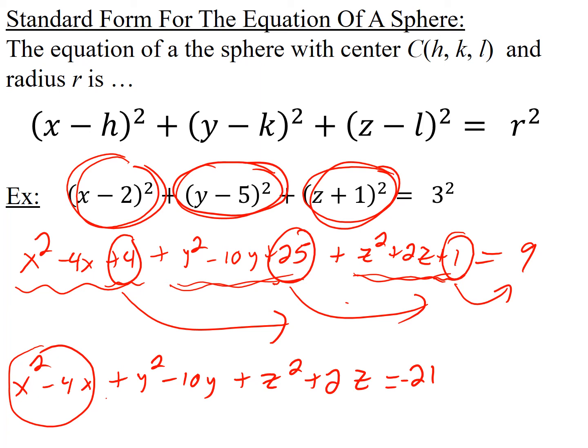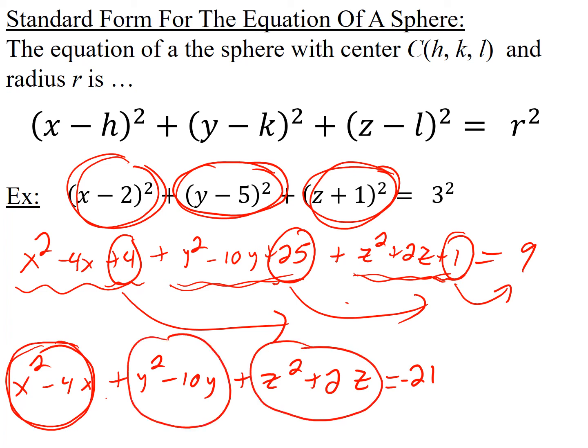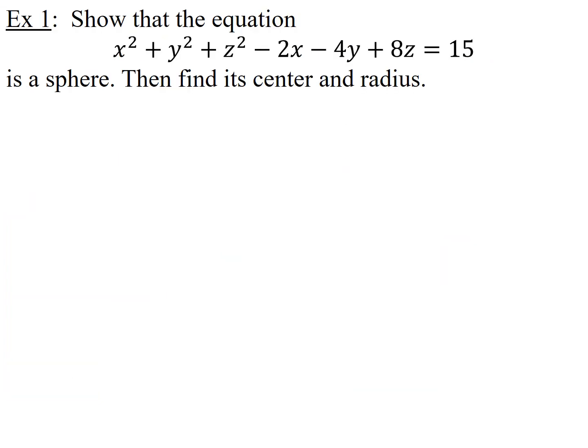So you're going to have to get the x's next to each other, the y's next to each other, the z's next to each other, and each time add to it the correct number so that you can get each of those terms to be something squared. Okay, let's go ahead and look at an example. So it says, show that this equation, x squared plus y squared plus z squared minus 2x minus 4y plus 8z equals 15 is a sphere, and then find the center and radius.